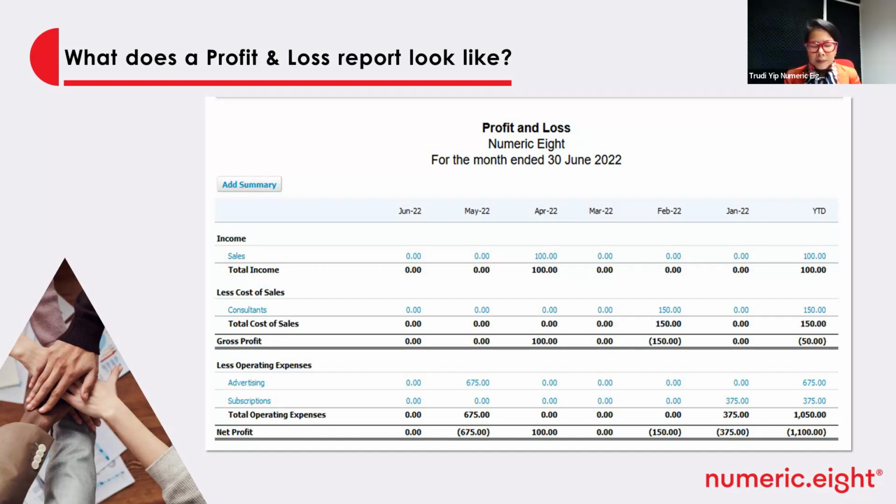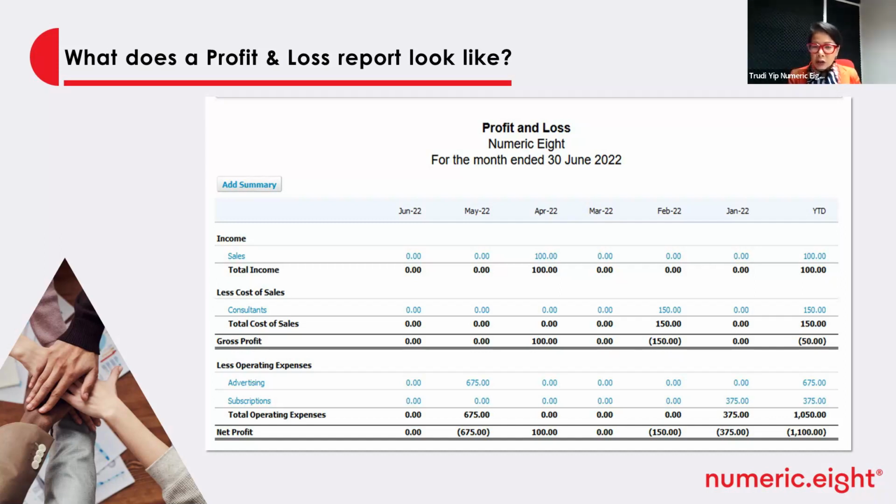Now, cost of sales. I always say anything that is directly related to you generating that sale should go into cost of sales. I'll give you an example. If you have an income line as consulting versus online training, your cost of sales for face-to-face would be, if you've got other consultants delivering, that would be a cost of sale.